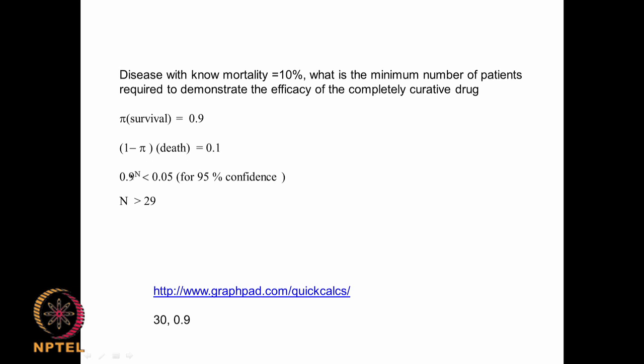Okay. Now if I take n patients, then survival for each one is 0.9. So 0.9 into 0.9 into 0.9, I do it n times, that is why I have 0.9 raised to the power n. Now this should be less than 0.05 to get a confidence of 95%. So if I calculate n from this, I get n should be greater than 29. That means I should have at least 29 patients and show that none of them die. If I do that, then I have a 95% confidence that the drug has a completely curative effect. So this approach tells you how to select the number of subjects or number of samples in our problem.